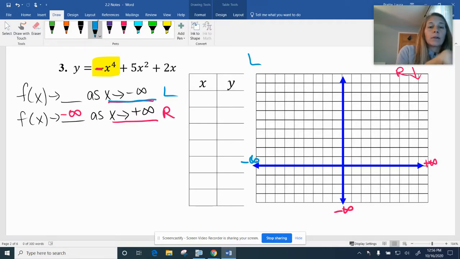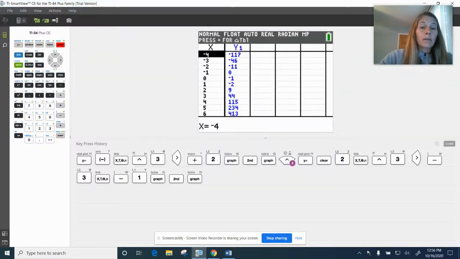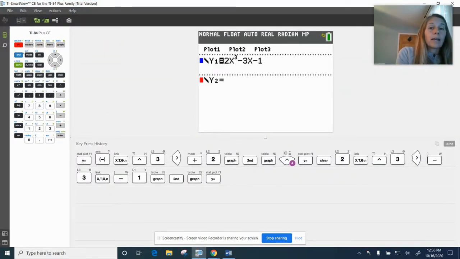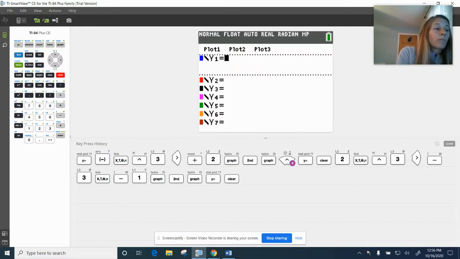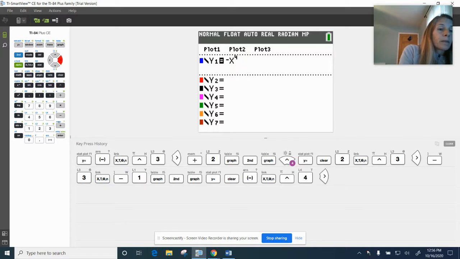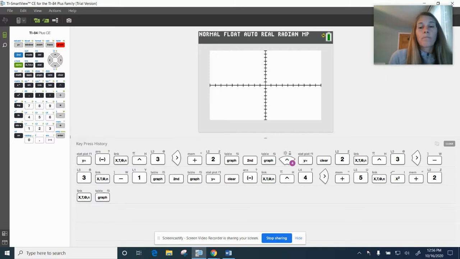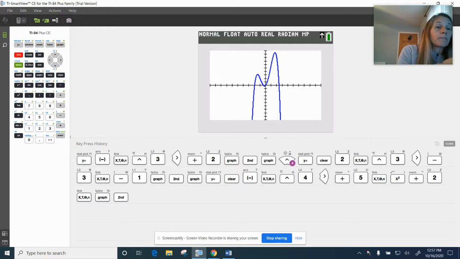Then I want to do my left side, so I look at the exponent. Since it's an even exponent, my left side is going to do the same thing. It wants to be even or the same as the right side. It's also going to go down, and that's also going to approach negative infinity. Then I go to my calculator to check my visual graph to see that I did that end behavior correctly. So negative x raised to the fourth power plus 5x to the second power plus 2x, graph it. Okay, again, down on both sides, which is what we expected.